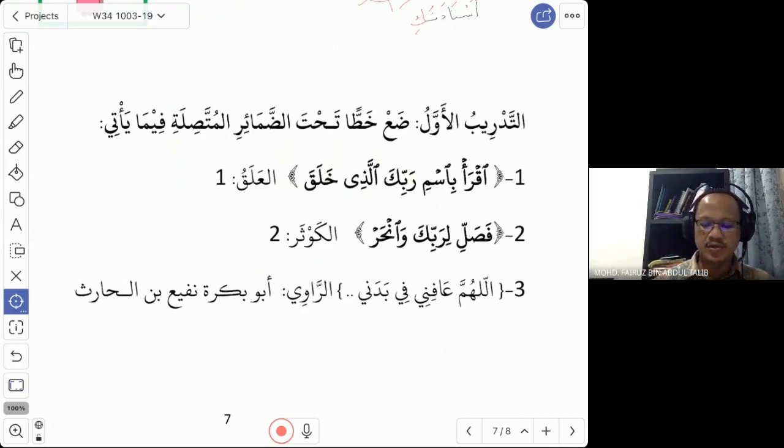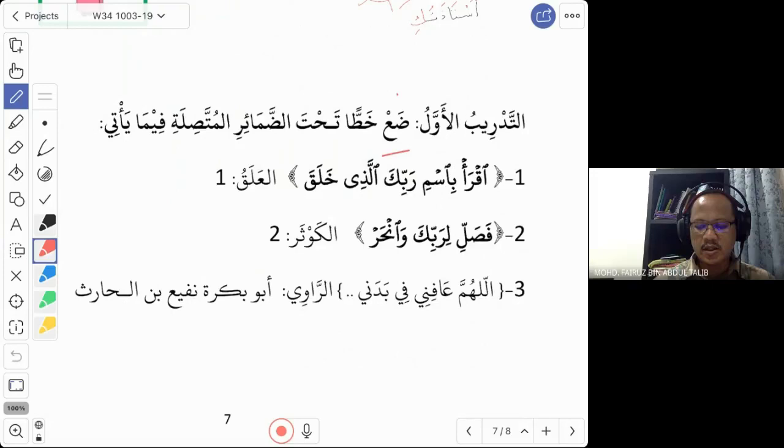So that is the word da'. Khattan, the second word. Khattan means a line. Okay, you draw a line. That line is called khat. Yeah, that line is called khat. Khattun. Da' khattan tahta. Tahta means below. So khat is a line. Tahta means below or under. So when we use these three words, we say da' khattan tahta.